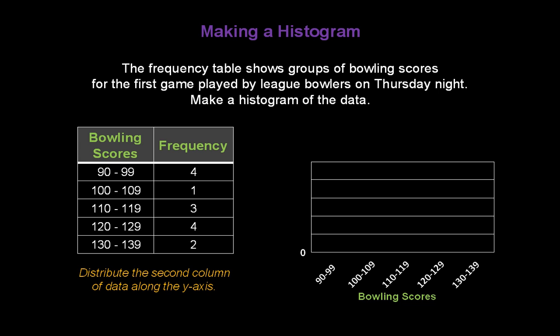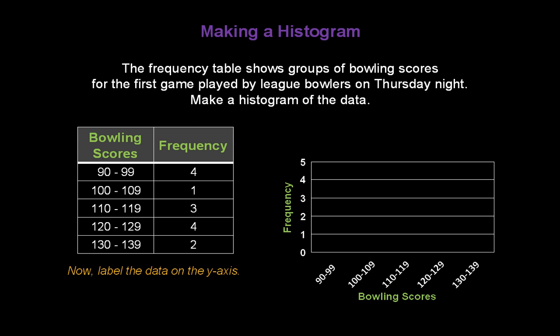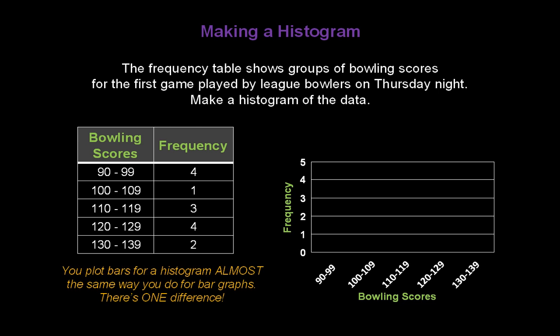Now we look in the frequency column, we see the largest number we have to graph is a 4, so we can just count by ones up our graph. 1, 2, 3, 4, 5. That'll be sufficient. Now we have to label the data on that axis as well, and that's just called frequency. Great. Now that the x and y axes are labeled, we can start plotting our data.